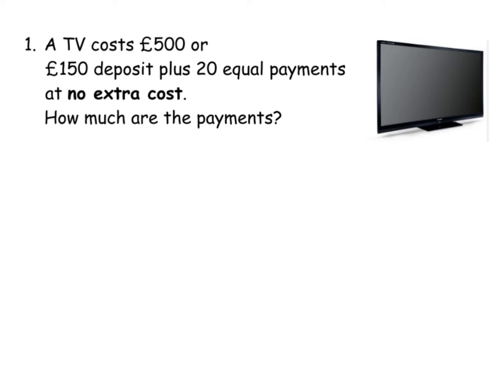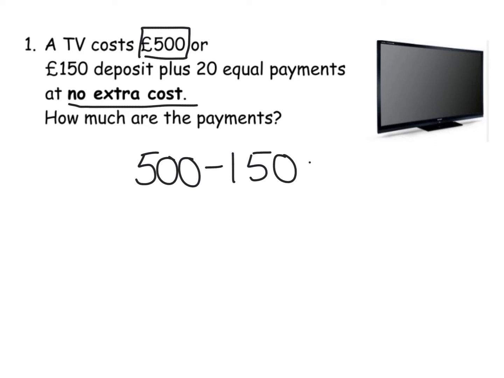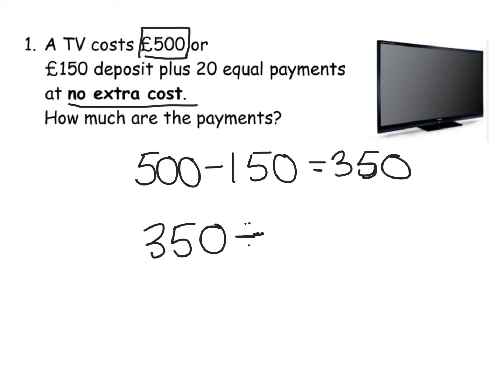So for this example here, I've got a television that costs £500, so that's the cash price. Or we could pay for it using a £150 deposit and then 20 equal payments at no extra cost. So that means once I've paid the deposit, whatever's left, I'm going to pay in 20 equal payments. So the first thing we do is take off that deposit. £500 take away 150 gives us £350. And then we have to divide that by 20. So we're doing 350 divided by 20.